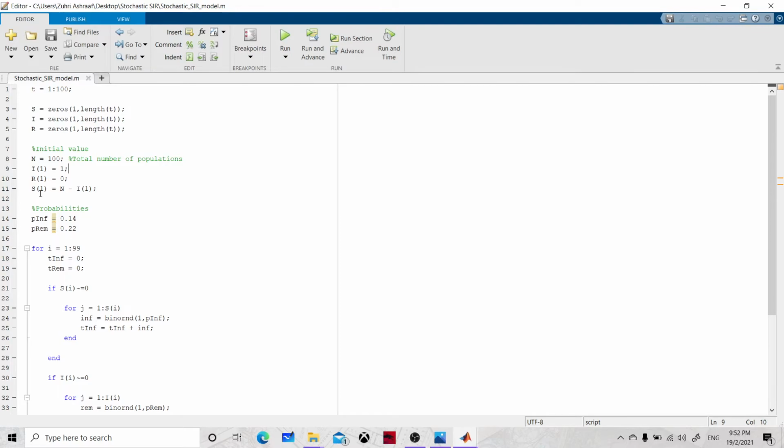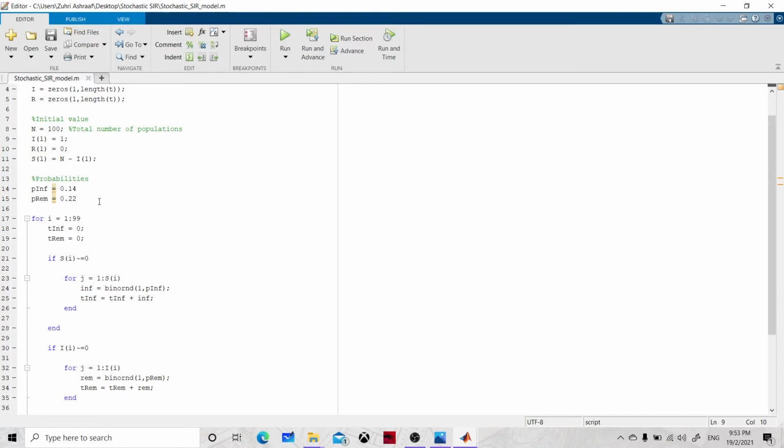Okay, so the number of susceptibles is n minus I, because like I said before, the total population equals S plus I plus R. Therefore S equals n minus I minus R, and we know that R equals 0, therefore S equals n minus I only.